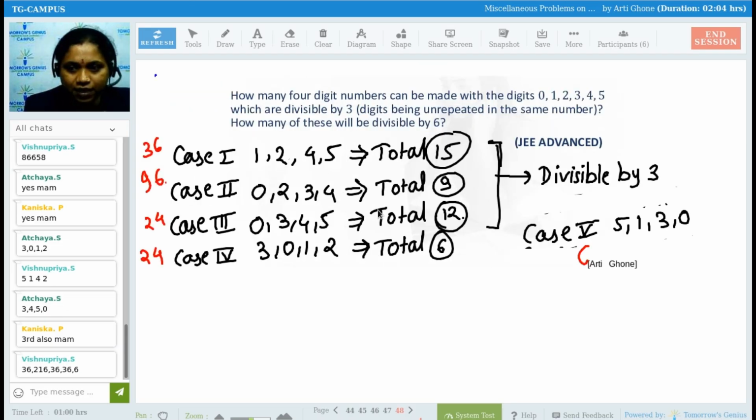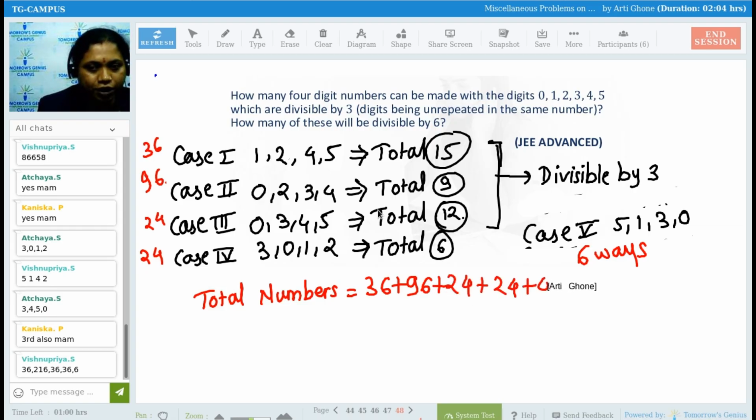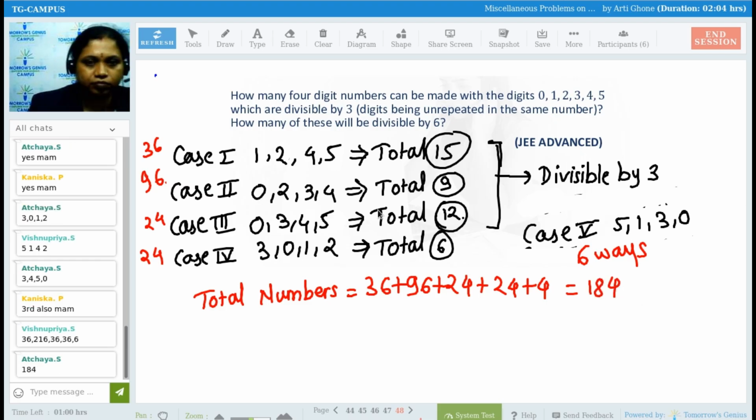So 0 at last place means it is 6 ways. Clear? So what is the total number of ways? 36 plus 96 plus 24 plus 24 plus 4. Got it? Clear? Do it. 184. Clear?